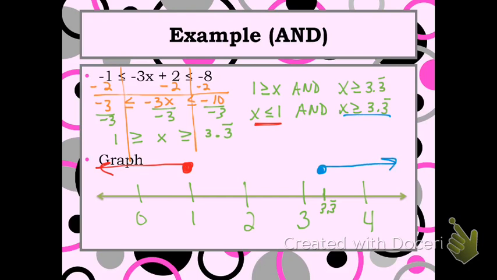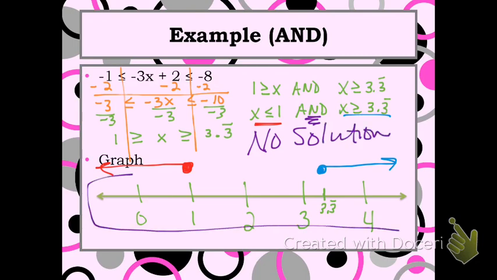These 2 rays are never going to overlap. There's no place on the number line where I would have red and blue simultaneously. And means where do I have that red and blue together? So in this question, there's no solution. And my final answer would be a blank number line with no shading, because there's no place that they overlap.